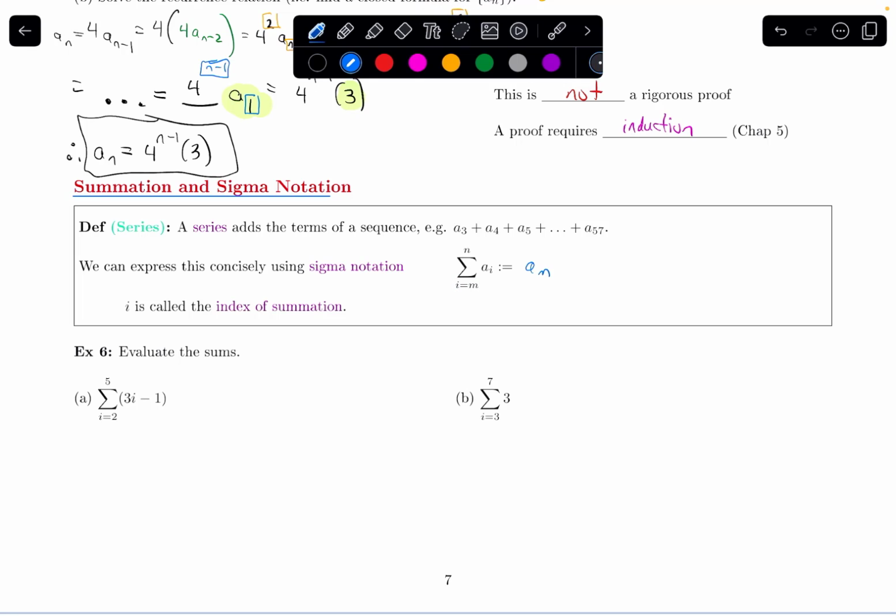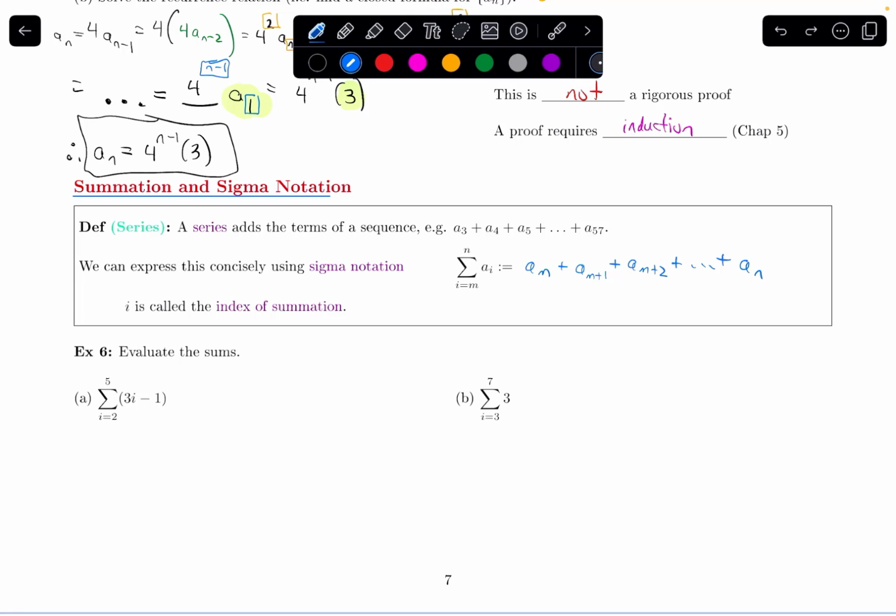And then plug in the next integer up, which would be M plus 1, and start to add those together. Then plug in the next integer up, which would be M plus 2, and keep adding. Keep going like this until you reach whatever number you have written at the top of the sigma, which is N. This i is called the index of summation. It represents what we are going to plug in for in our sequence formula.